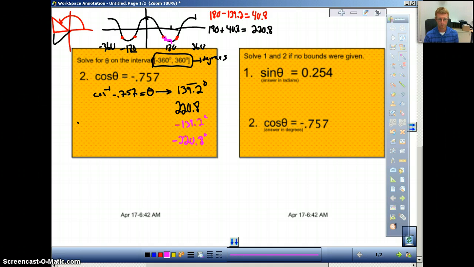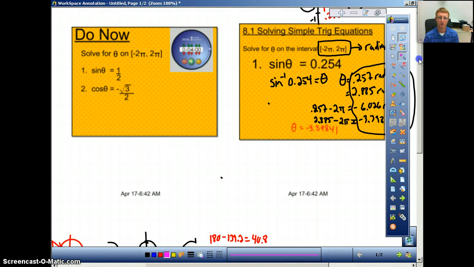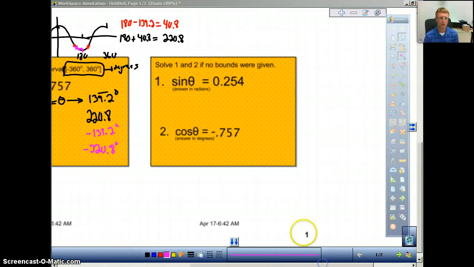Now, this is all if they give you bounds. If they give you bounds, in my mind, it's actually a lot harder. But if they don't give you bounds, we need to know how to write the answer because obviously they will repeat forever. Sine of theta is going to equal 0.254 forever if there's no bounds. What's really easy about this is we've already discovered that the inverse sine is going to be 0.257. So what do we do from there?